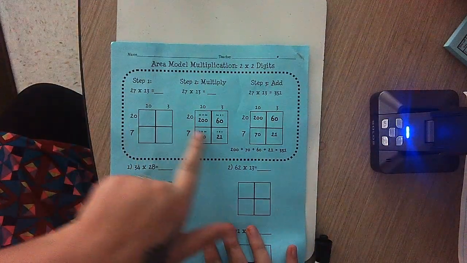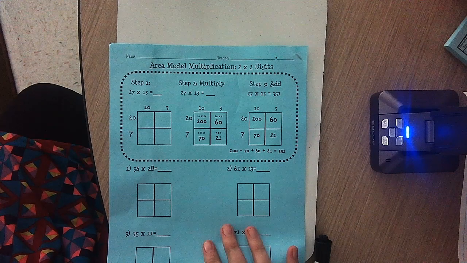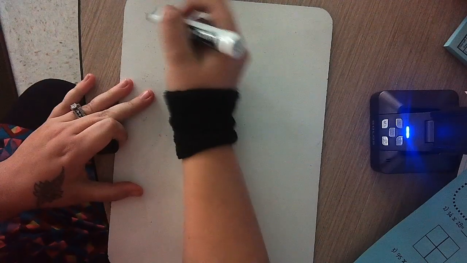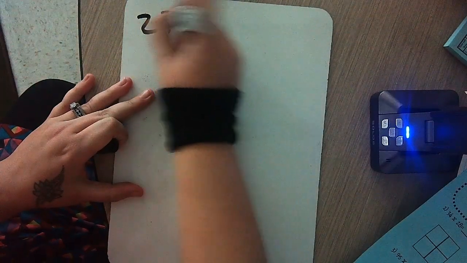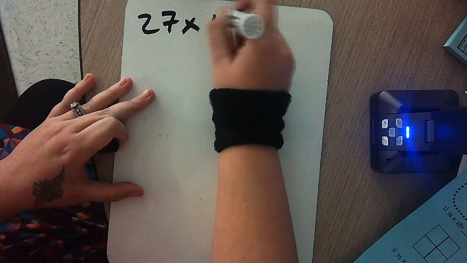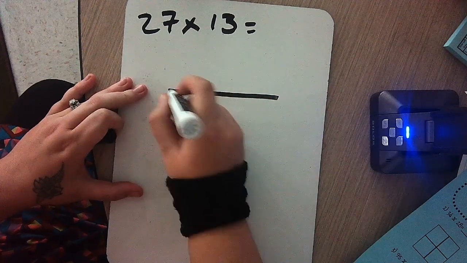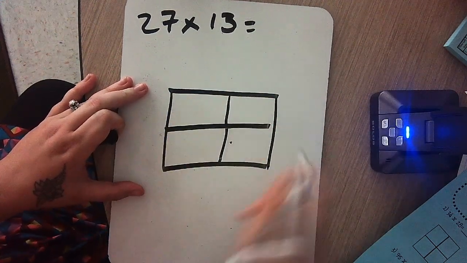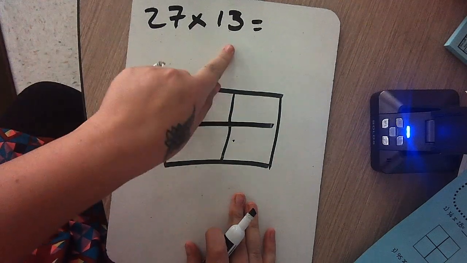It has the example laid out for you, but I'll go ahead and do it in action so you can see that as well. So the problem is 27 times 13. We have the box, and the box is split into 4 sections because this is a 2-digit number and this is a 2-digit number.